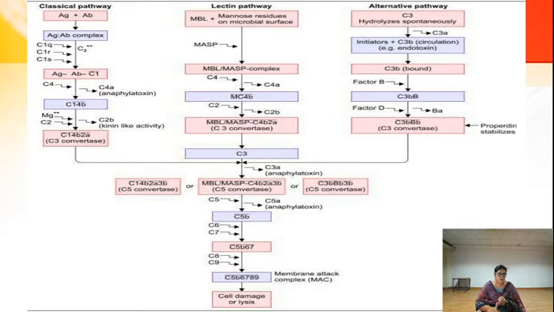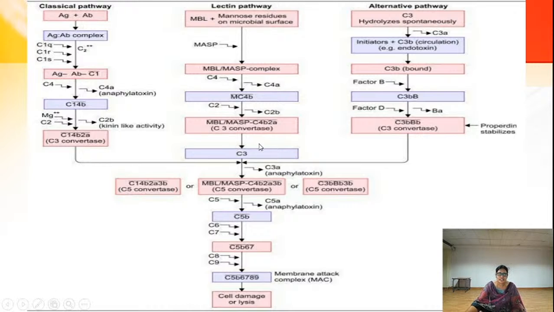Whereas in the classical pathway, what are required? C1, C4, C2, these are required. For the lectin pathway, MBL, MASP, C4 and C2 are required to form the C3 convertase in different pathways. So ultimately, what is the C3 convertase of the classical pathway? It is C1,4b2a. And what is the C3 convertase in the lectin pathway? It is MBL, MASP, C4b2a. And in the alternate pathway, it is C3bBb, which is the C3 convertase.